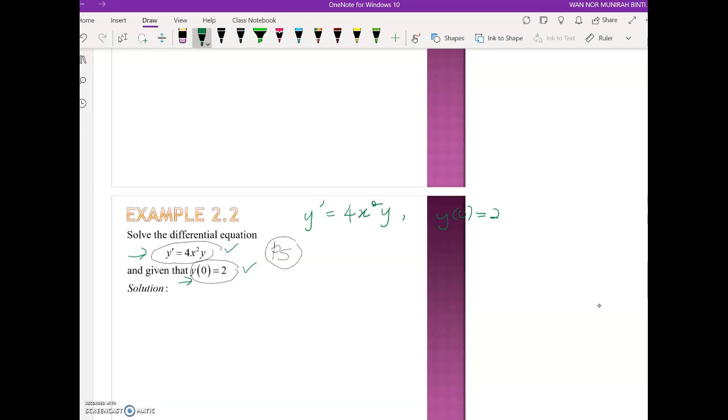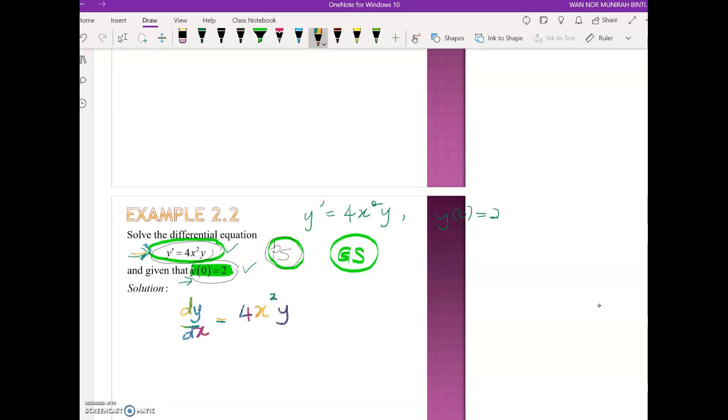So what we need to do, the first step, is to ignore our initial condition first. What we concern ourselves with is solving the differential equation first. In order to get the particular solution, our aim is to find the general solution first. So how do we do this? First, we need to identify whether we have a separable equation or not. This is obviously in the form of a separable equation, where you have dy/dx equals 4x squared y.